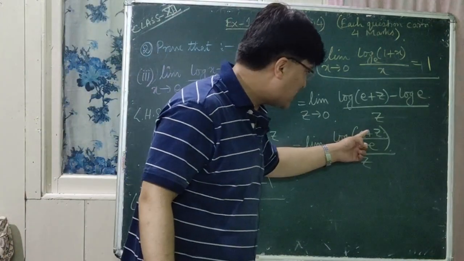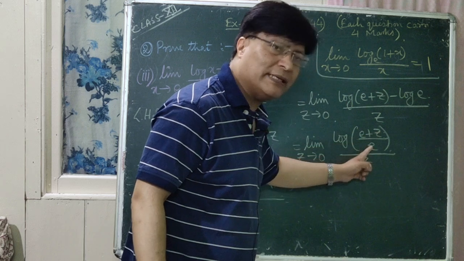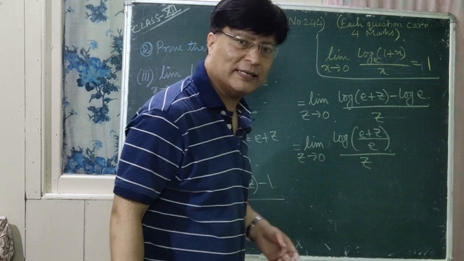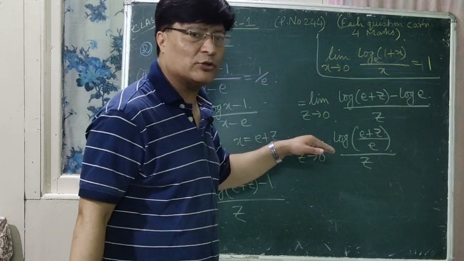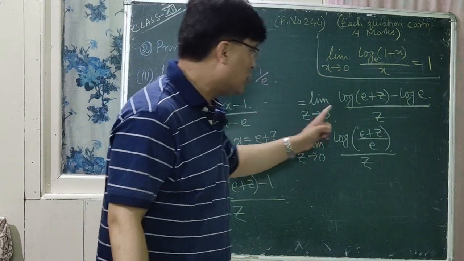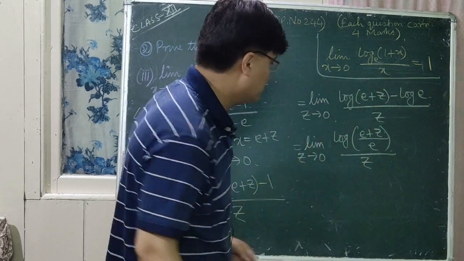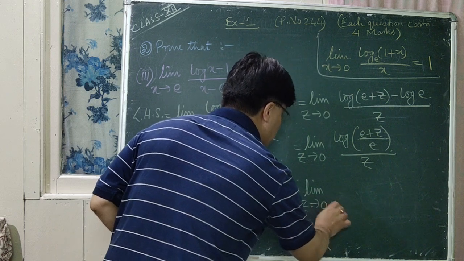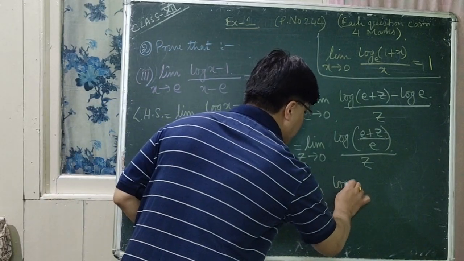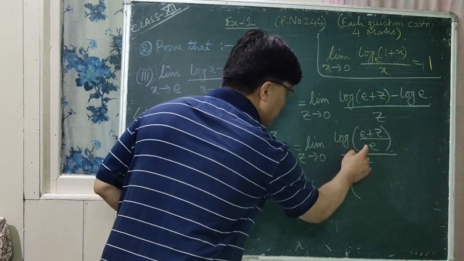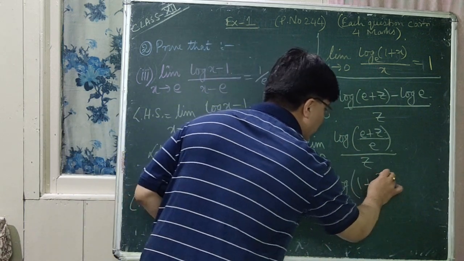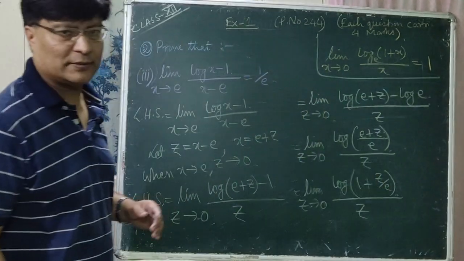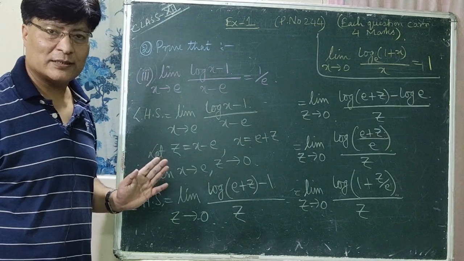Okay? Now this a by b form, e plus z divided by e, you can separate the term here like e by e plus z by e, isn't it? So to convert it into standard limit form, you have to separate this fraction. So which is equal to limit z tends to 0 log of, separate the fraction here. What is e by e? That is 1 plus, then what do we write? Z by e, this whole divided by z. So I think you have understood it.